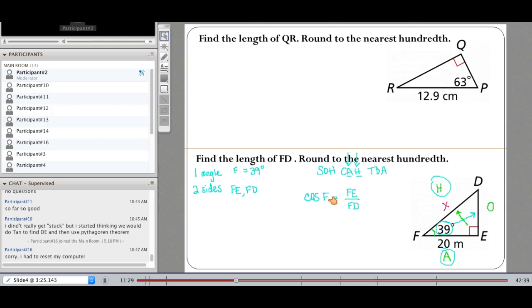Oh, no problems, Precious. It's recording, so if you missed anything, you can go back. You haven't missed a whole lot. We're still on the same problem. And then we have adjacent over hypotenuse.